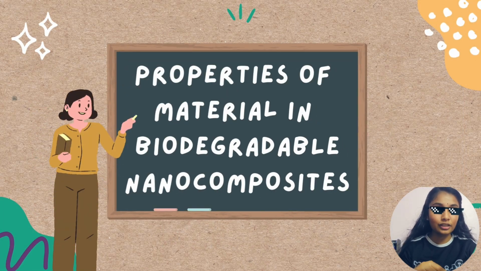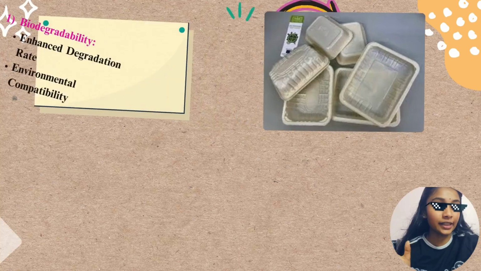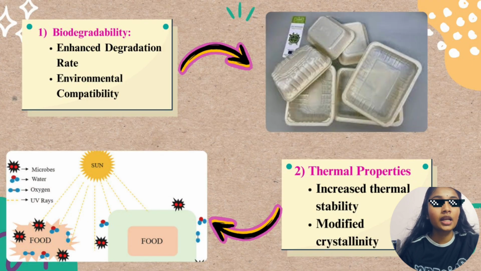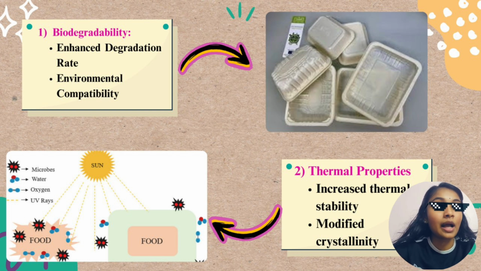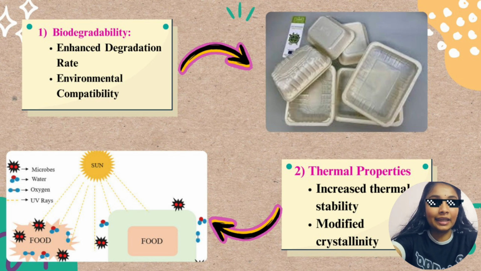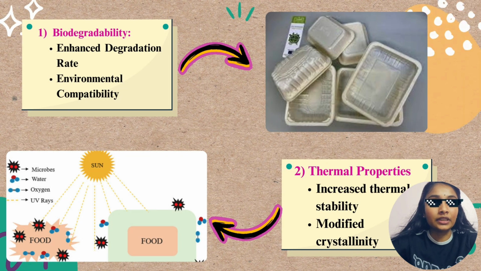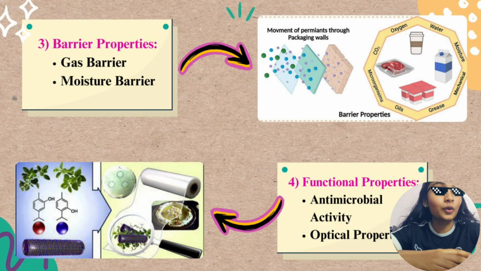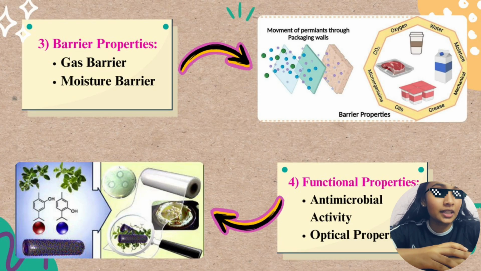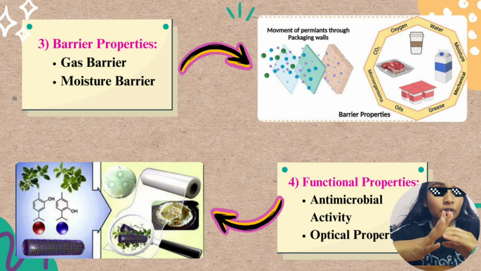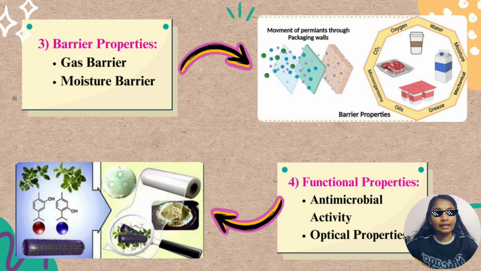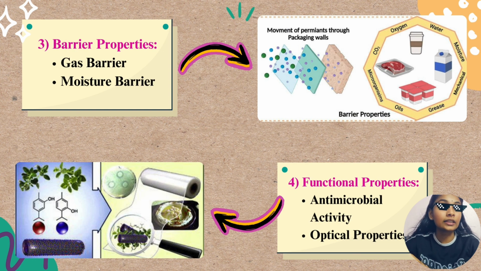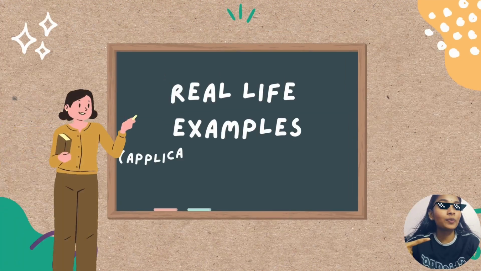There are many properties of biodegradable nanocomposite food packaging. First of all, biodegradability, which includes enhanced degradation rate and environmental compatibility. The second property of biodegradable nanocomposite food packaging is thermal properties, for example increased thermal stability. Barrier properties are also one of the properties of biodegradable nanocomposite packaging, which include gas barrier and moisture barrier. And lastly, the functional properties, which include antimicrobial activity and optical properties.